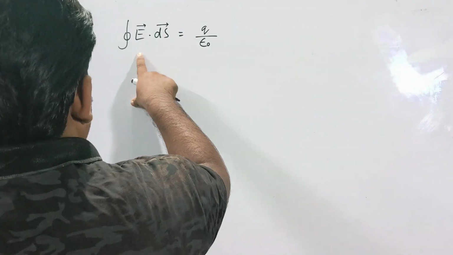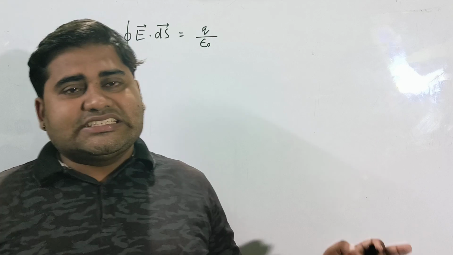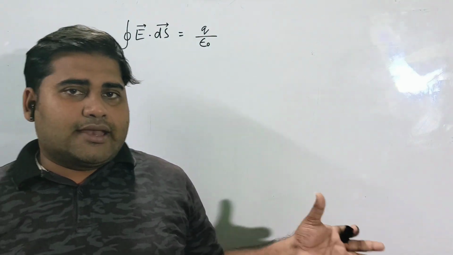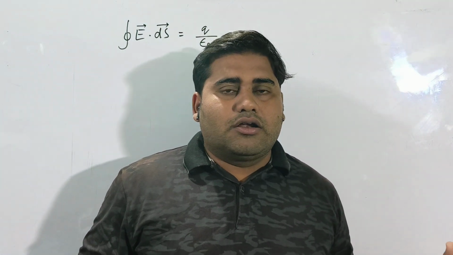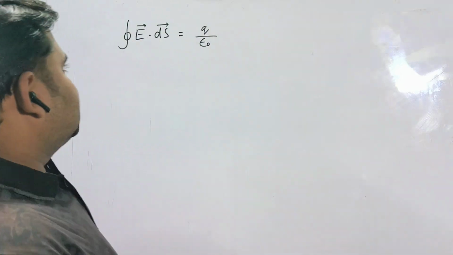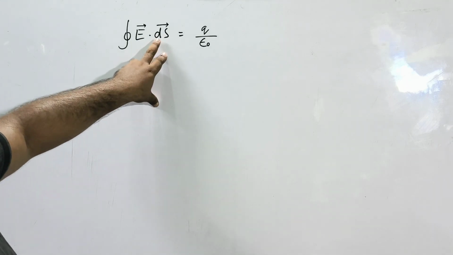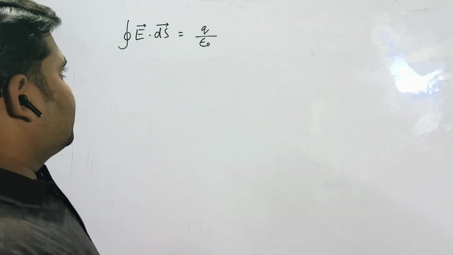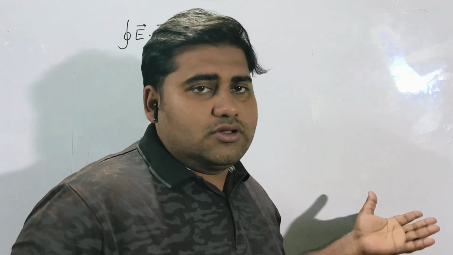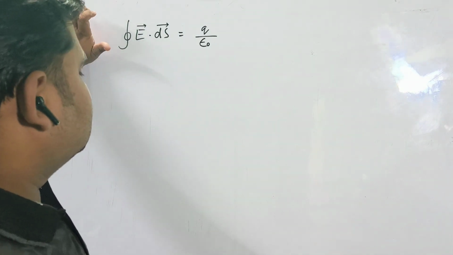This is a surface integral. Three types of integral are given to you. One is line integral. When you are studying higher mathematics or higher physics, you shall be taking the help of line integral, surface integral, and volume integral as well. So just keep in mind that as it is being integrated over a surface, it is a surface integral. You will get to know about other integrals also. So this is Gauss theorem.